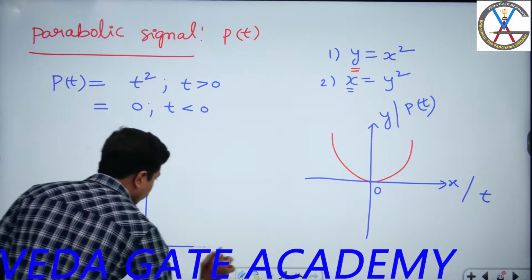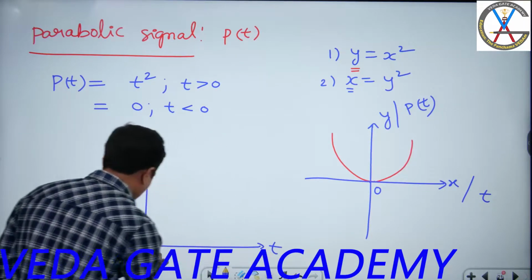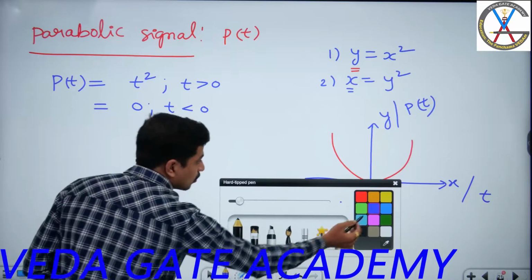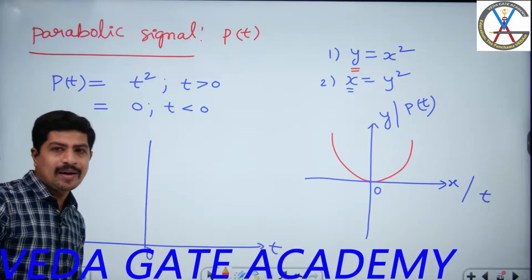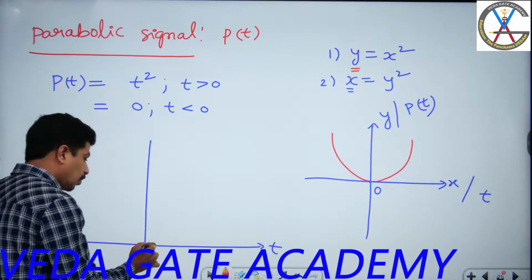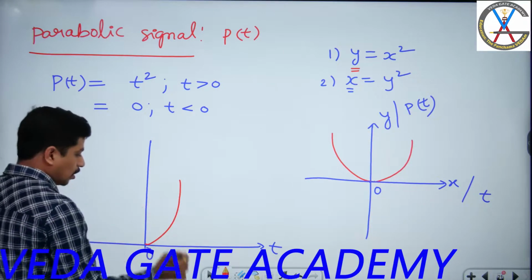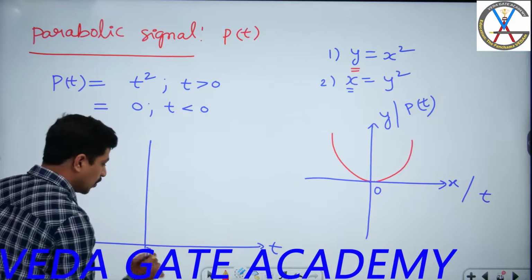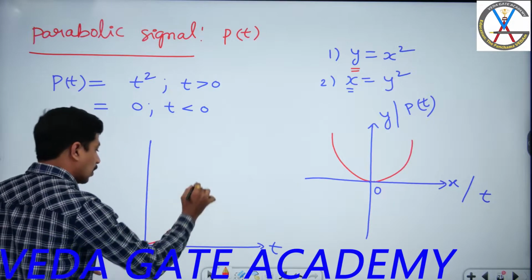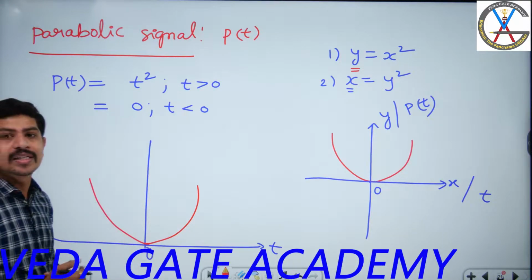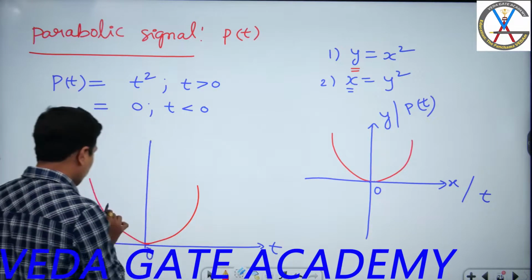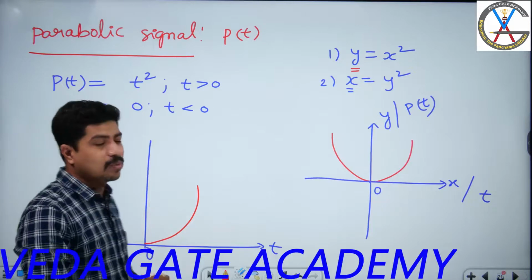Let me draw the graph of it. T is equal to 0 is this one. Now I want only the right side of t square. Total parabola will be like this, but I need only the right side part. What to do? Just erase this one. This is the parabolic signal.